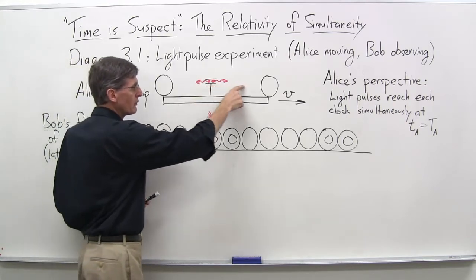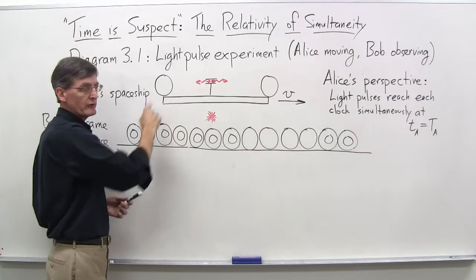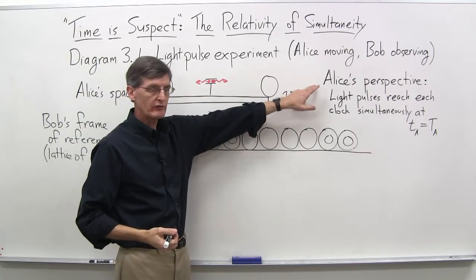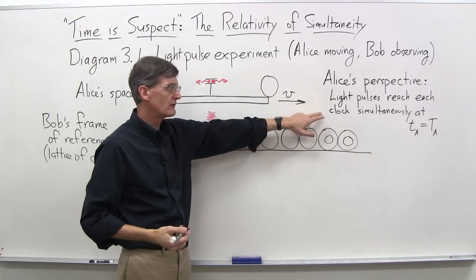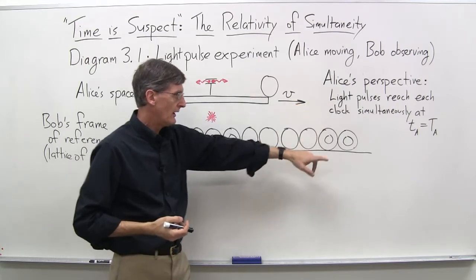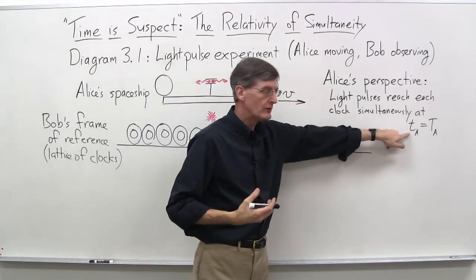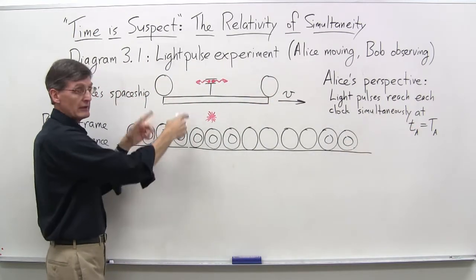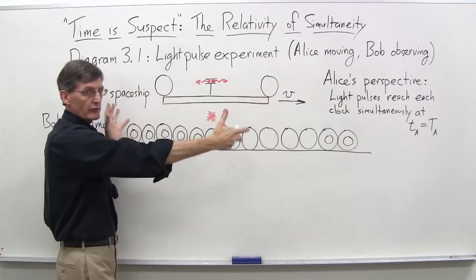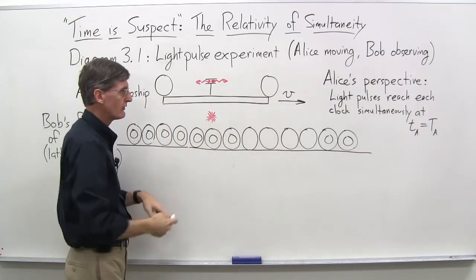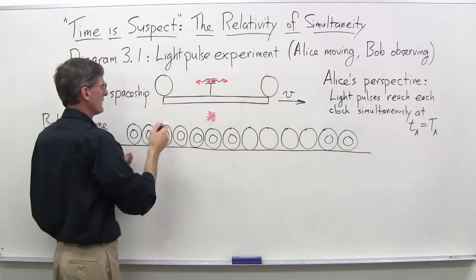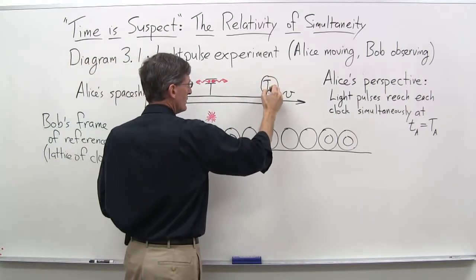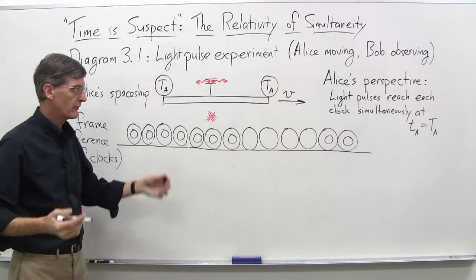She'll see one light pulse end up over here, one light pulse end up over here at exactly the same time. In other words, her perspective is that the light pulses reach each clock simultaneously at some time t sub A, equals capital T sub A. So when they hit, her clocks will read, at the beginning here, they read 0. Light pulses go off. She's just sitting there watching this. At the end, each of these clocks will read T sub A, and Alice will be saying, what's the big deal here?